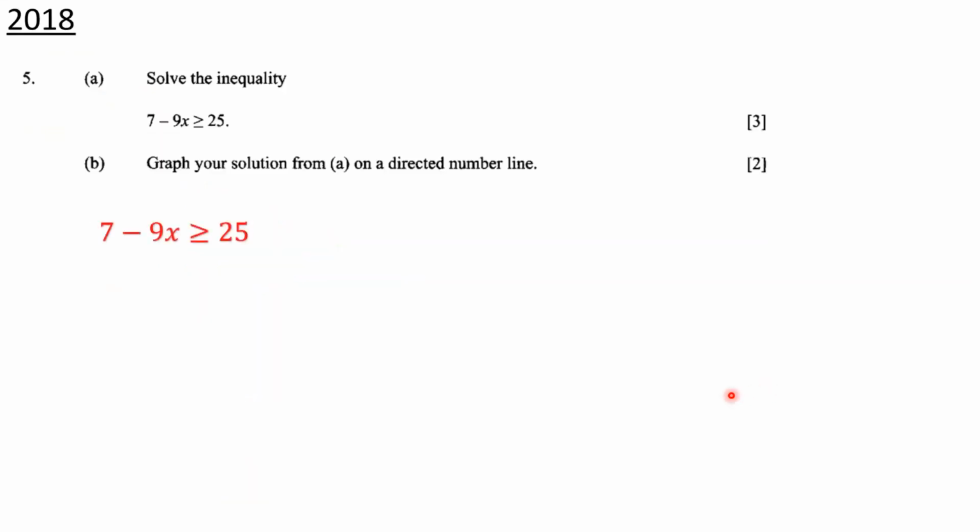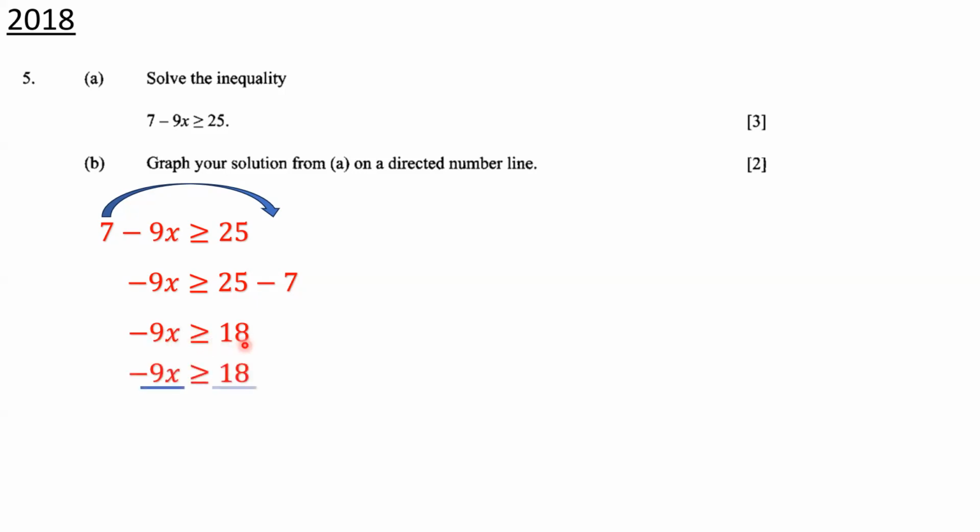We have 7 minus 9x is greater than or equal to 25. What we're going to do is send the 7 over, and we are going to change the positive 7 to a negative 7. So now we have 25 minus 7, and 25 minus 7 is definitely 18. So now we have negative 9x is greater than or equal to 18. We divide both sides by negative 9. And so then we cancel the negative 9s. And so now we have x is greater than or equal to 18 divided by negative 9.